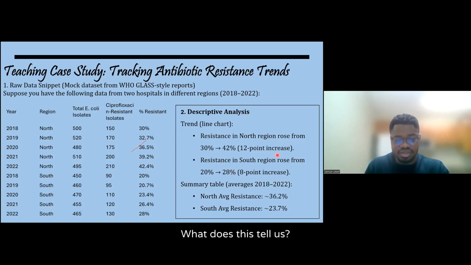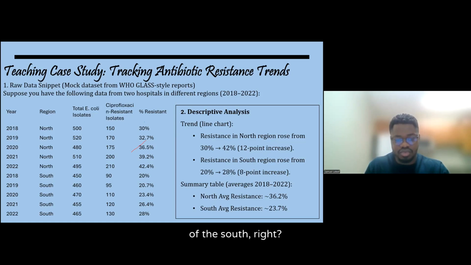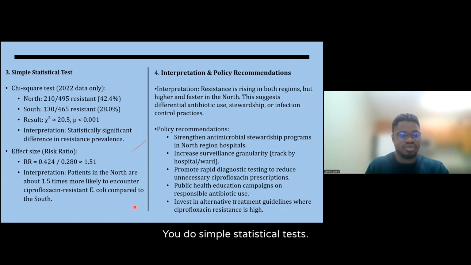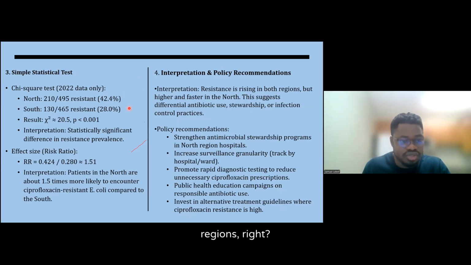What does this tell us? It tells us that there is an increase in resistance in the north and in the south, but the increase in the north is more than that of the south, right? So you do simple statistical tests. You do chi-square tests to see if there really is a difference between the resistance rates in those two regions, right? And after doing your chi-square test, in the north you have 42%, in the south you have 28%.